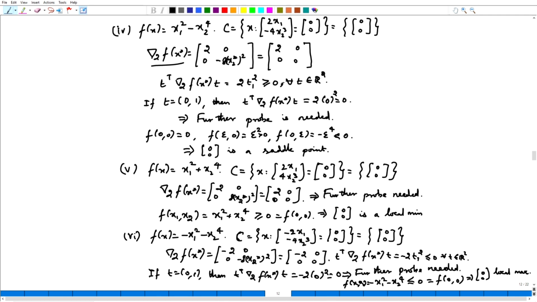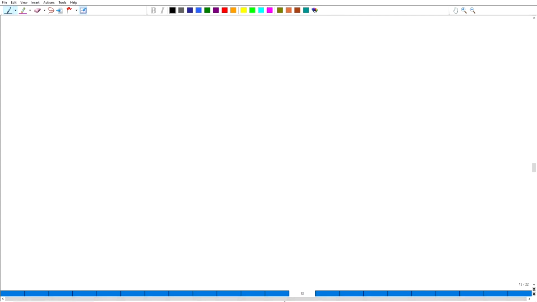Fine. So, with this I will stop the theory for unconstrained optimization. We will now move ahead to constrained optimization.